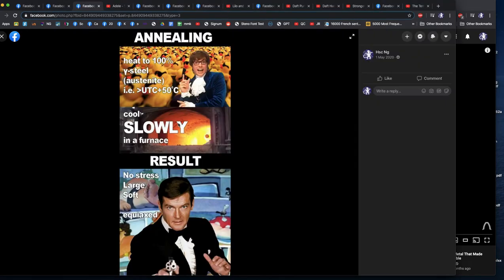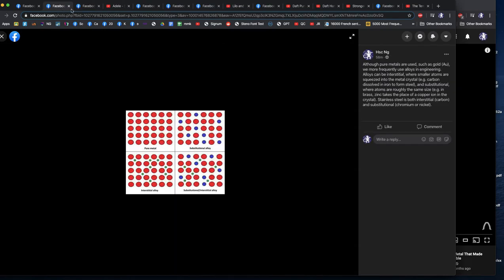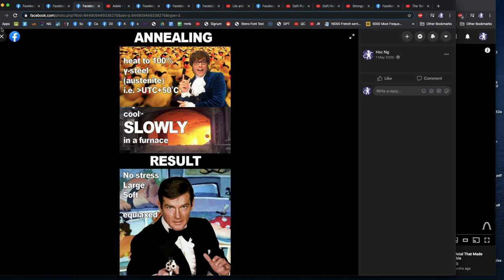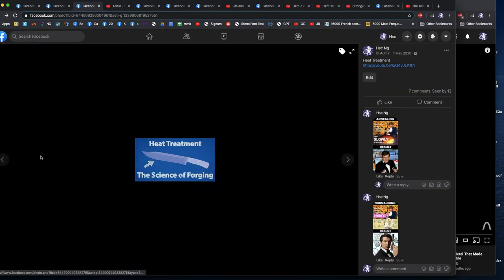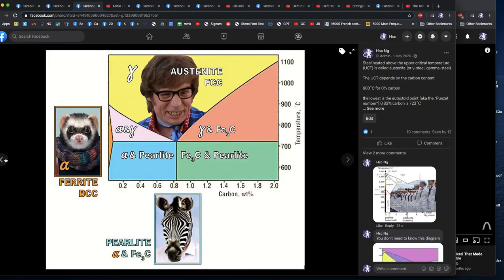So what I've got here is a picture of Austin Powers, and behind him is a whole bunch of ducks. The reason why I've got this picture of Austin Powers is because the version of steel I'm going to talk about first is called austenite, or gamma steel. Gamma being the Greek letter for G, the third letter of the alphabet. I take that back. Okay, so let's go back. Okay, so we've got austenite.